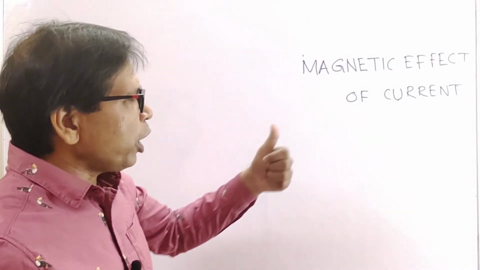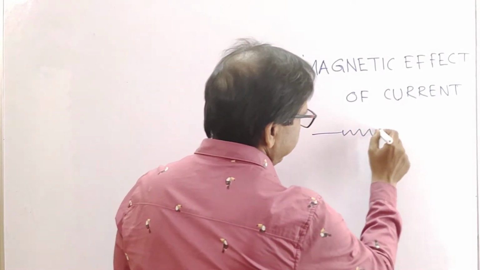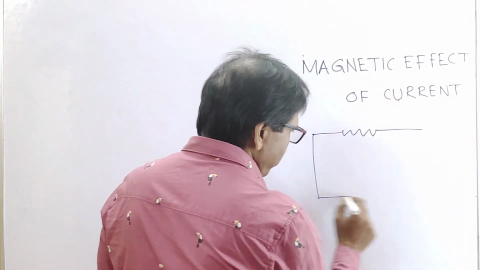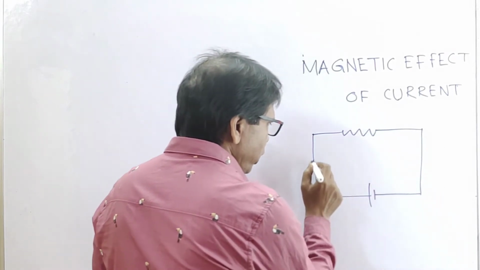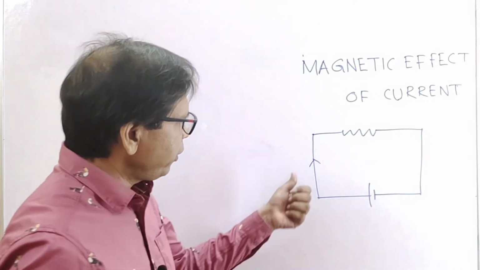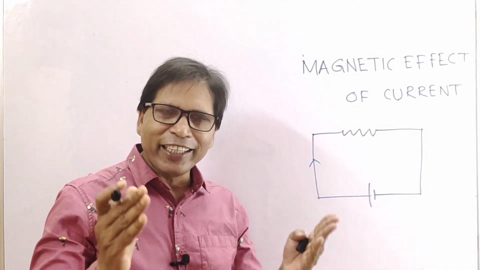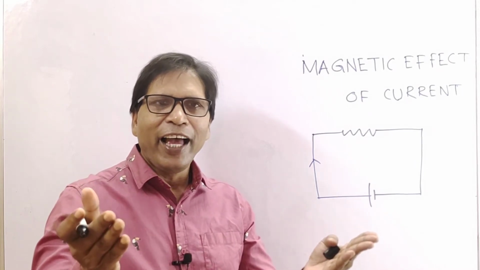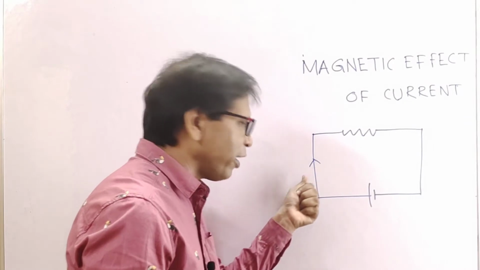First of all, magnetic effect of current. Look at this. Suppose this is a conductor. Current passes through it by a battery. If a magnetic needle is placed near the conductor, the magnetic needle deflects. As the magnetic needle deflects, there is a magnetic field here.